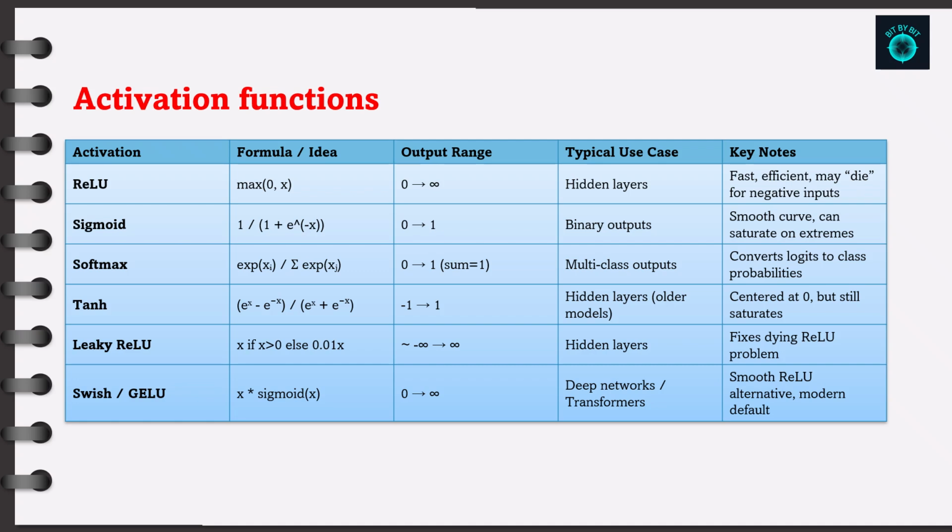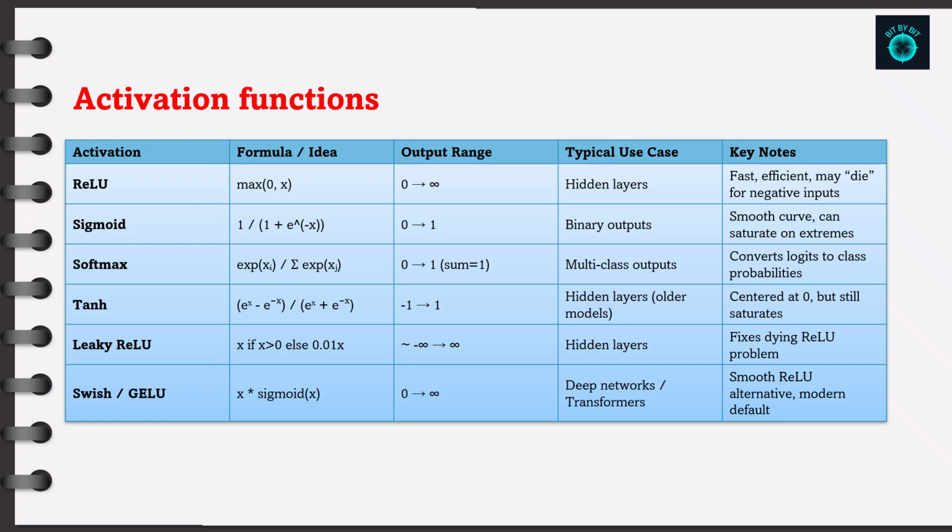Sigmoid maps input values into the range between 0 and 1. It was used a lot in older networks and is still used for binary classification outputs. However, it can saturate at very high or very low input values, slowing down learning. Softmax is mainly used in the output layer for multi-class classification. It converts raw scores or logits into probabilities that sum to 1. Each neuron represents the probability of one class.